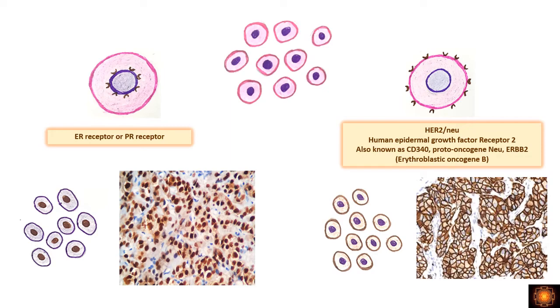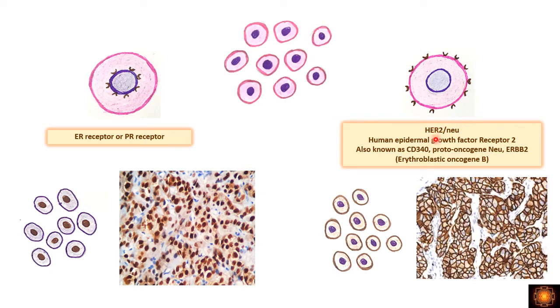Before going into that molecular classification, let us see how the cells express these receptors. If you see, these are normal ductal epithelial cells. These epithelial cells have the estrogen receptors on the nucleus. Estrogen and progesterone receptors both are present in the nucleus itself, whereas the HER2/neu receptors are present on the cell membrane.